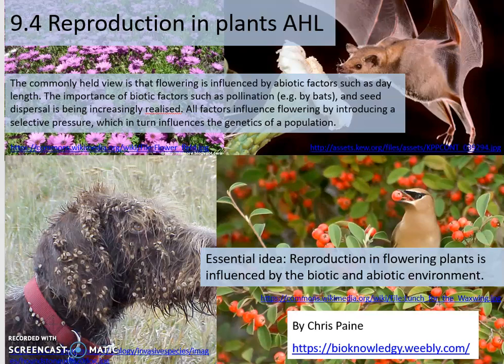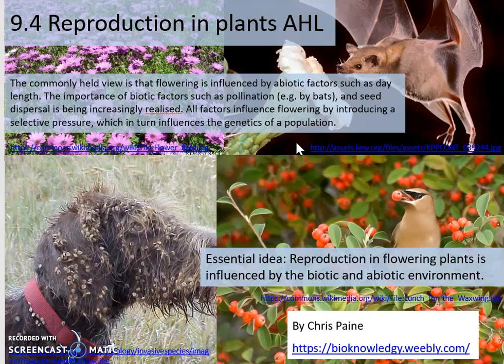Okay, so 9.4 is about reproduction in plants, and more specifically, it's targeting flowering. So we're talking about flowering plants, which are angiosperms, and you need to connect this to what you know about angiosperms from Unit 5. As you can see, this part of the slide here, there's a common view that flowering is influenced by biotic and abiotic factors.